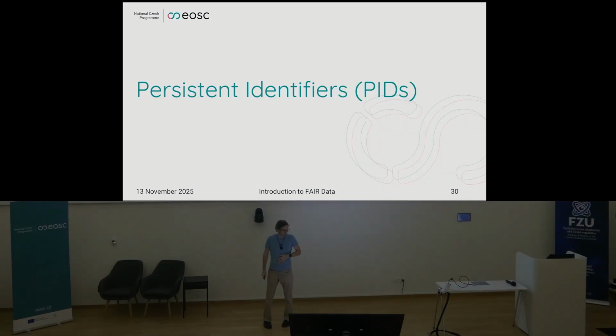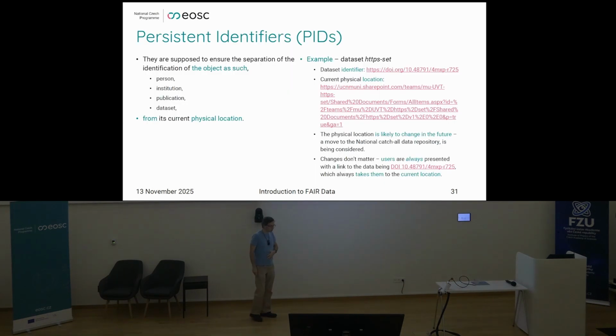Okay, so those were a few tools I consider useful, and now more on persistent identifiers. I think we have seen a few examples so far, but now let's see more.